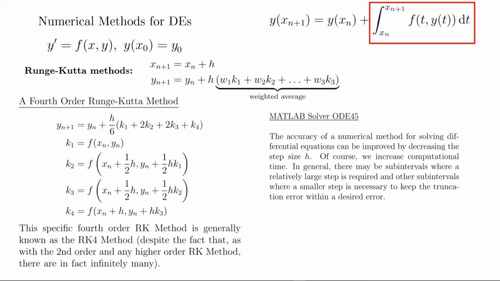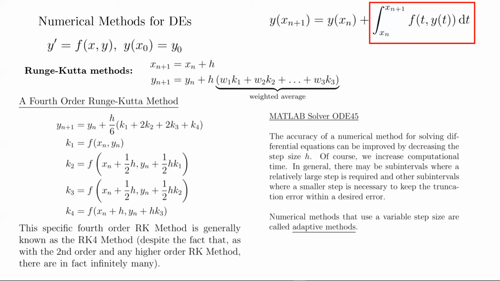But it turns out that there are some regions in the domain of a solution to an ODE where you're allowed to take large step sizes. So if things are not changing very quickly, for example, if your function is linear, then you can take a relatively large step size, but if things are changing really rapidly, like an exponential, then you need a small step size to keep the truncation error small.